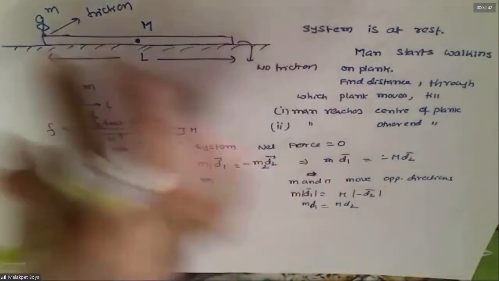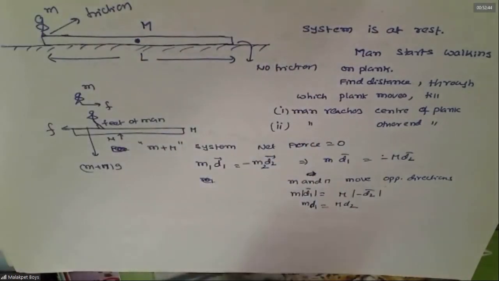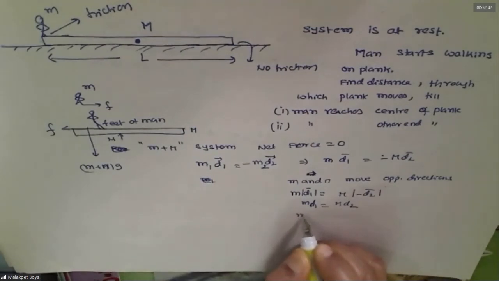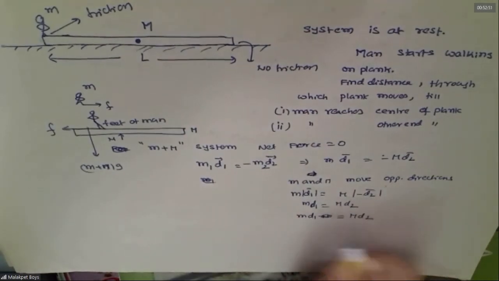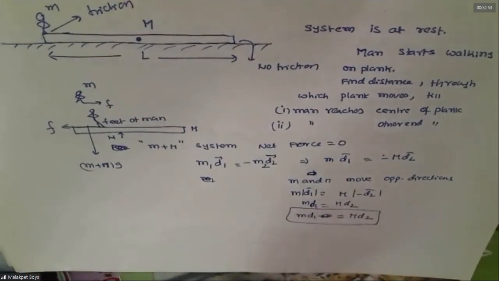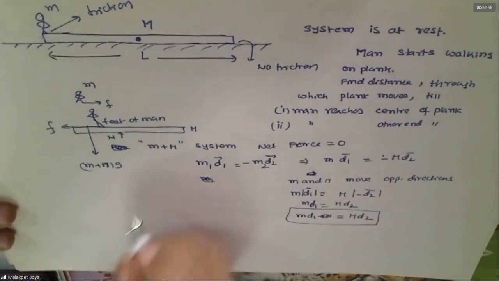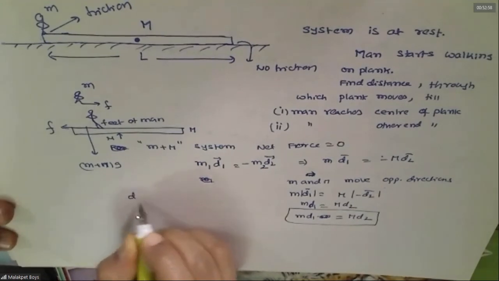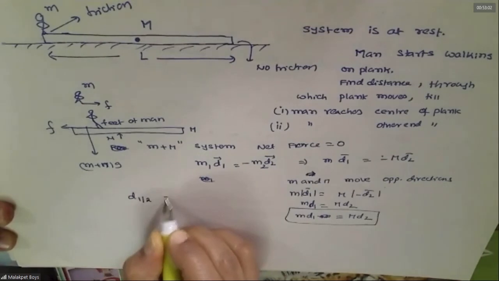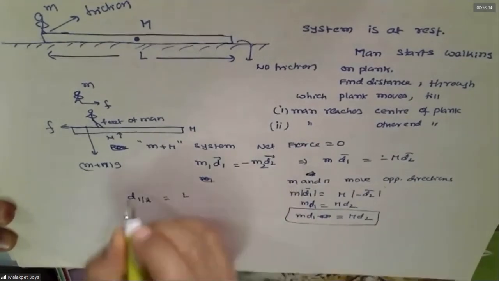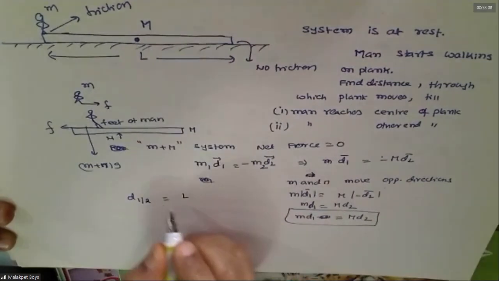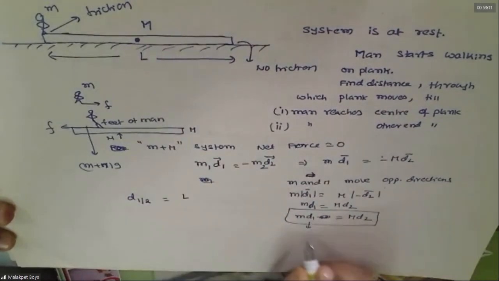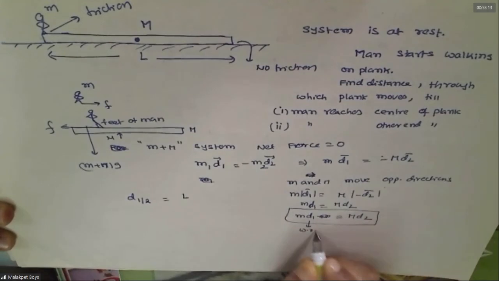See, when the man comes to the plank, we don't know the displacement, no? So here, this is one equation. What is the displacement of the man? Can you tell? The displacement is minus L? No. See, remember, that is the mistake you are doing. The displacement of the man with respect to the plank is L, not with respect to the ground. These are with respect to the ground. Yes, sir.